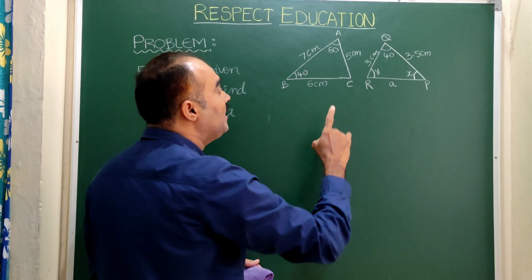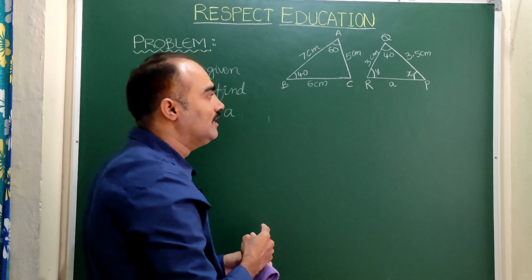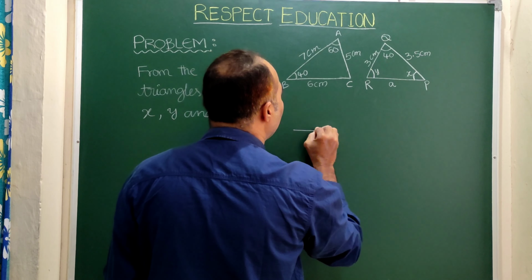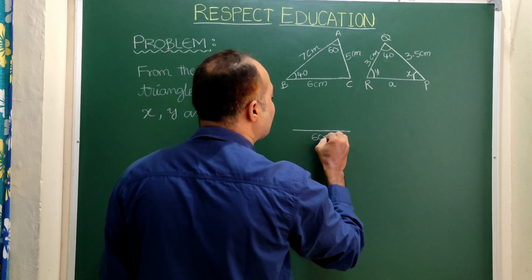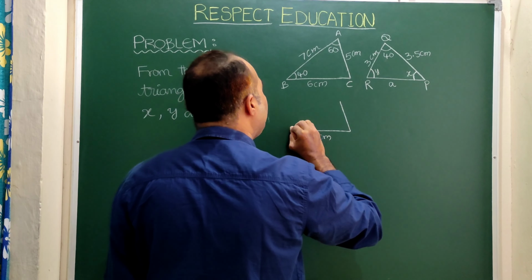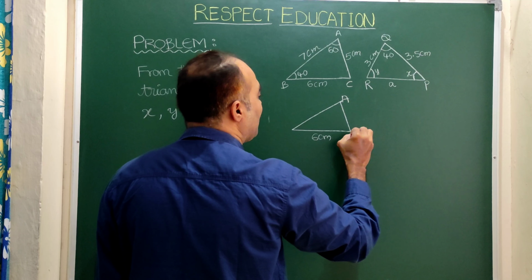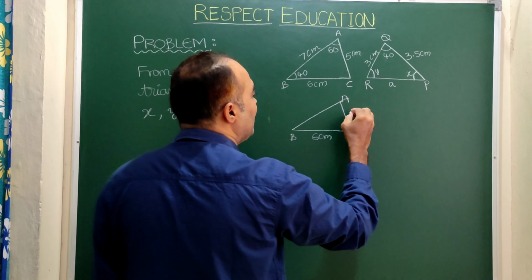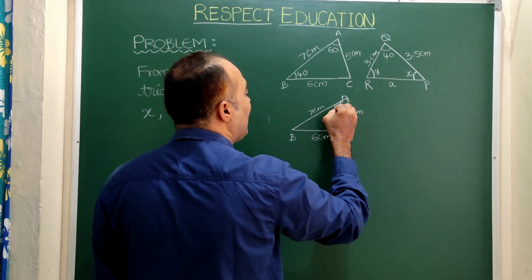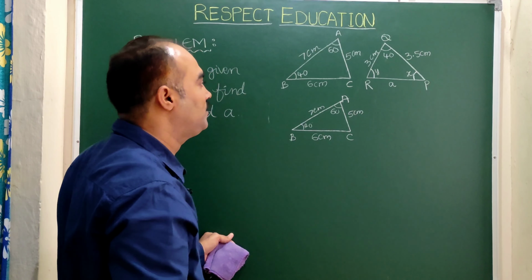So here we should redraw the triangles so that they appear similar. Let us redraw the triangles. We continue. BC is 6 cm as it is, CA is 5 and AB is 7. I am not going to disturb triangle ABC. Here this is 5 cm, AB is 7 cm, angle A is 60 degrees, angle B is 40 degrees. There is no change at all.